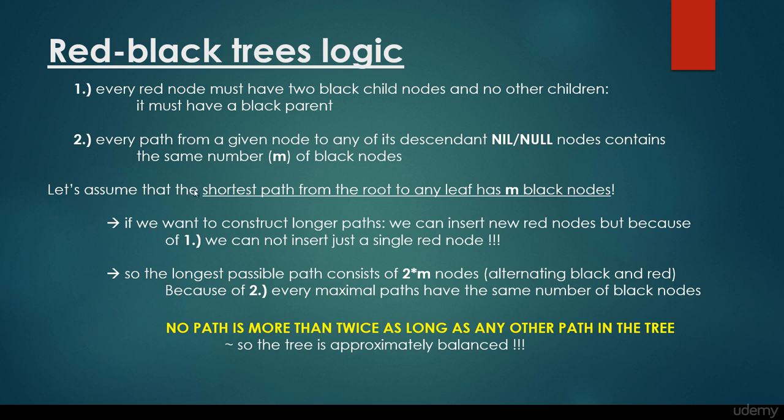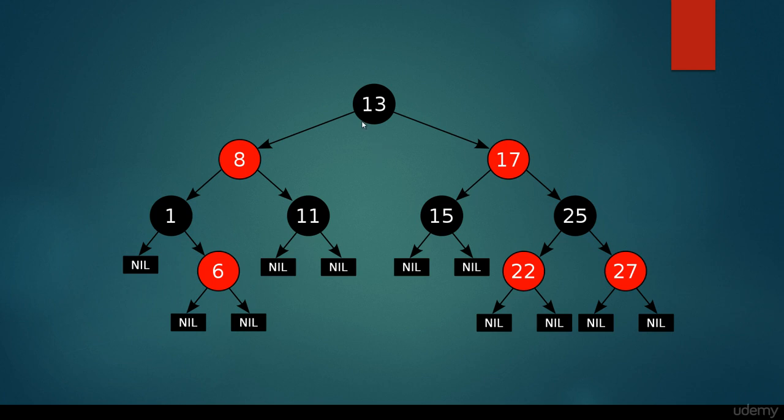So let's assume that the shortest path from the root to any leaf node has M black nodes. By the way, the shortest path in a red-black tree contains black nodes exclusively, and the longest path in a red-black tree contains alternating red and black nodes. So black node, red node, black node, red node. This is the longest path. The shortest path contains black nodes exclusively.